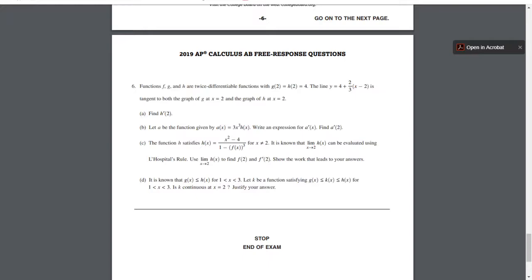So that's the tangent line to both of them. Find h prime of 2. This is the slope of h at 2. We look at the tangent line. What's the slope of that? It's 2/3. So a is 2/3.